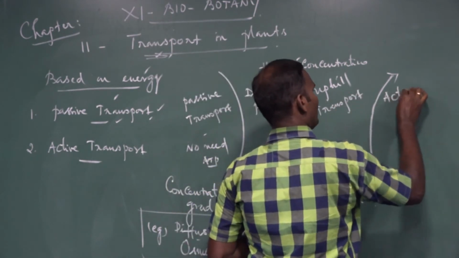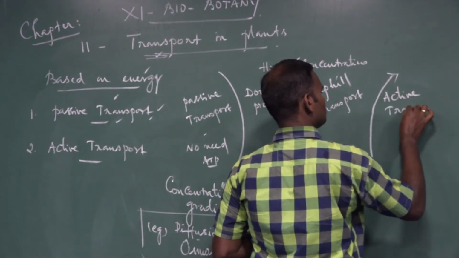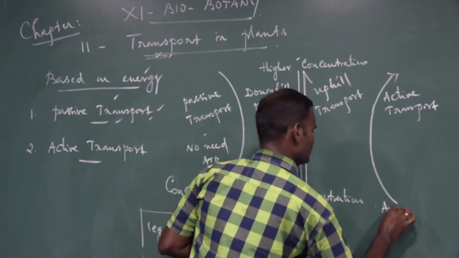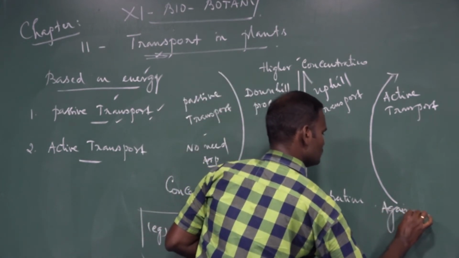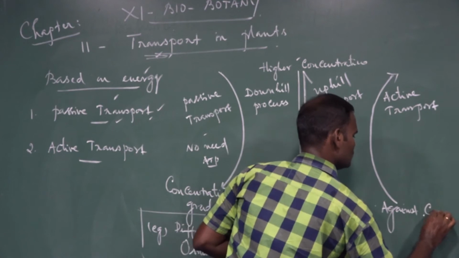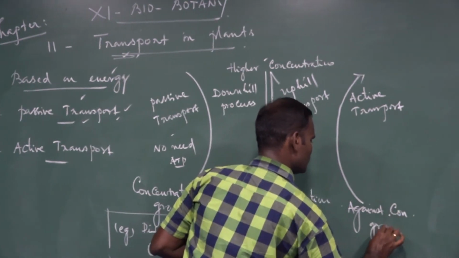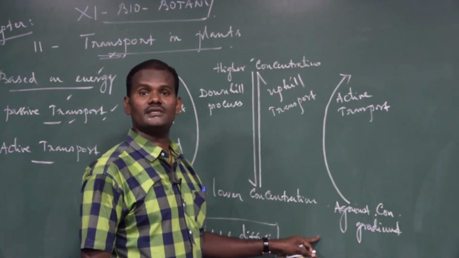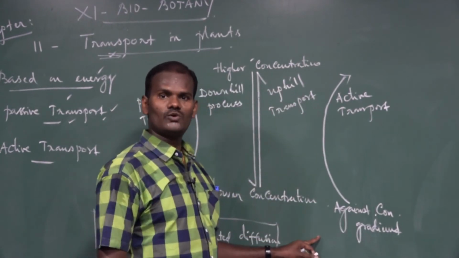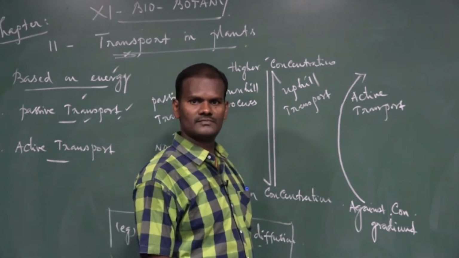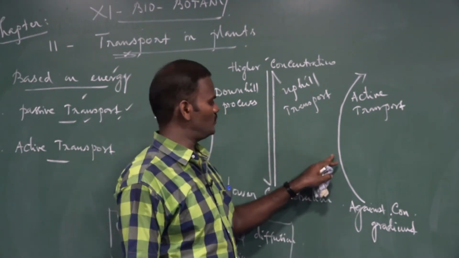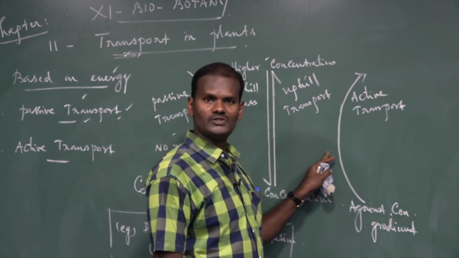That is active transport, against the concentration gradient. What do you mean by against concentration gradient? It is the movement of molecules in active transport, which is the opposite of passive transport. I mean, dead opposite to passive transport.